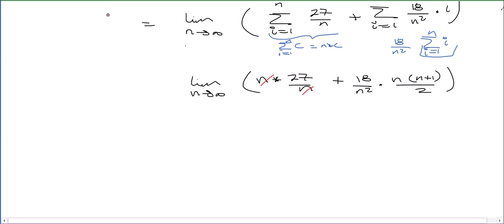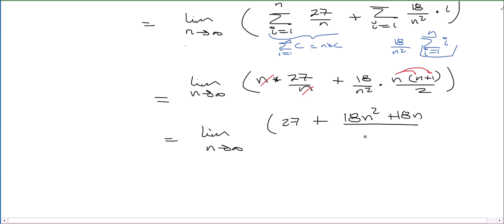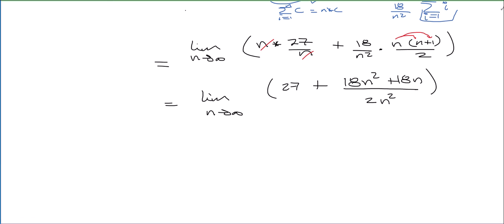So n divided by n, those cancel. So I have the limit as n goes to infinity of just 27, because those n's cancel, plus, and let's simplify the other one. And here I have n over n squared. Well, let me just leave it actually. So when you multiply this n squared plus n, and you have the 18 on the outside, it's going to be 18 n squared plus 18 n all over 2n squared. I guess we could have simplified the 18 and the 2 to be 9, but I'll just leave it like that. So as n goes to infinity, now I can take the limit.